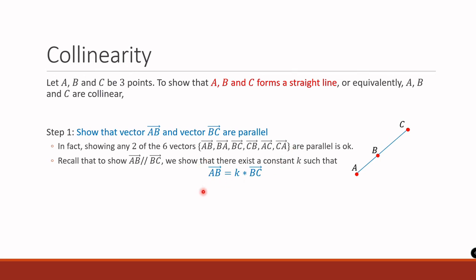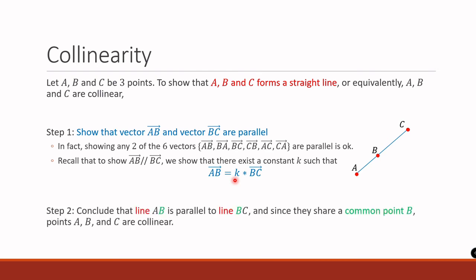Just recall, how do we prove that 2 vectors are parallel? We show that one vector can be written as a constant times the other vector. If you can find this constant, then it means that they are parallel. Having shown that 2 vectors are parallel, strictly speaking, it's not enough, because if you recall, vectors don't have to have a fixed position. So even though I show AB and BC are parallel, it doesn't mean that these 3 points are in a straight line.